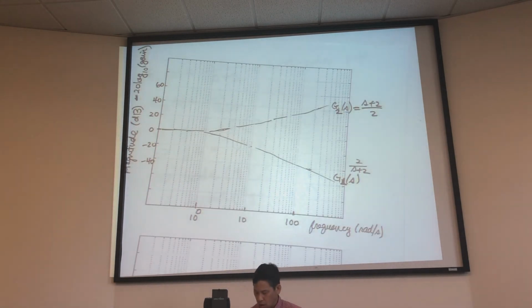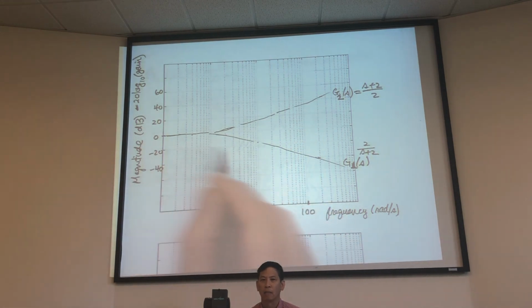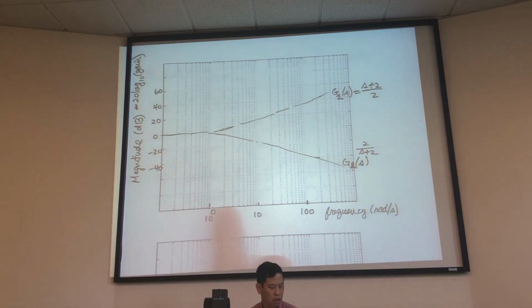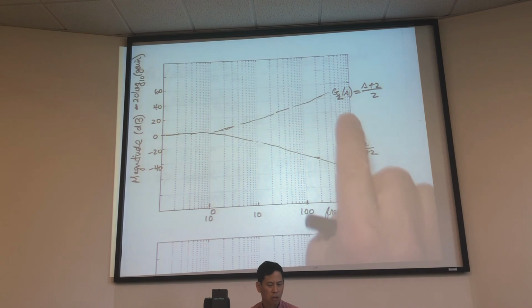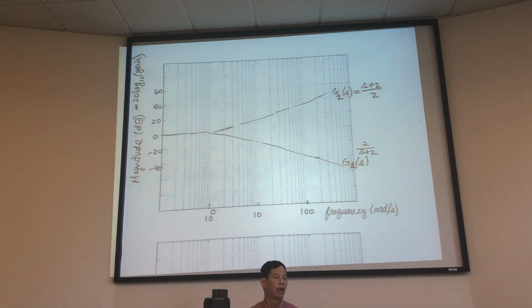All right, so we can't produce these very well by hand. The computer is generating a bunch of frequencies and then substituting S equal to J omega in and doing the calculation, calculating the magnitude, and generating the plot. What I'm going to show right now is how we basically produce the hand sketch.